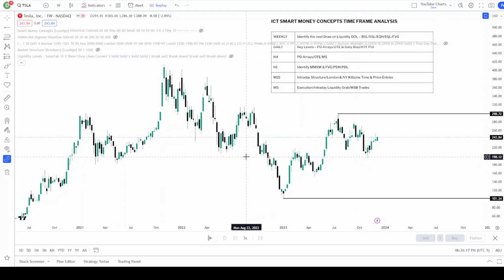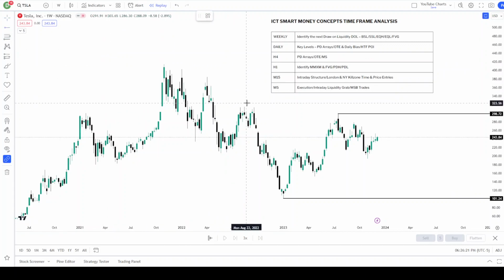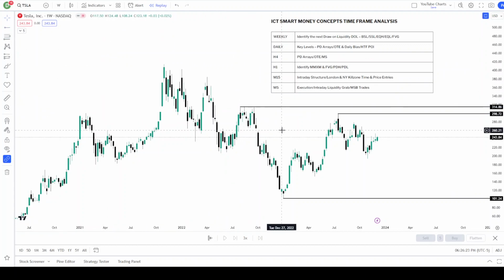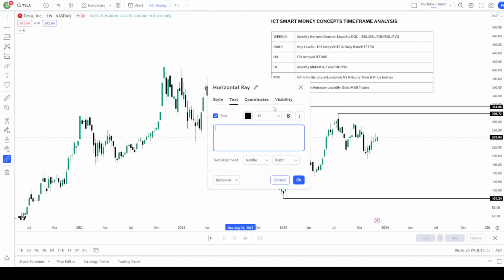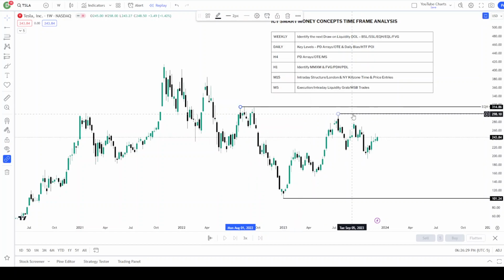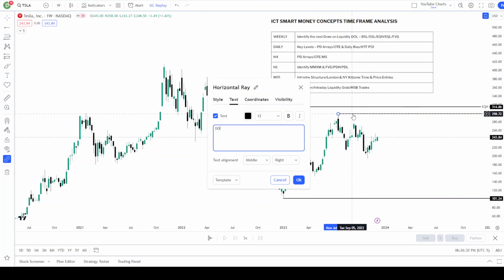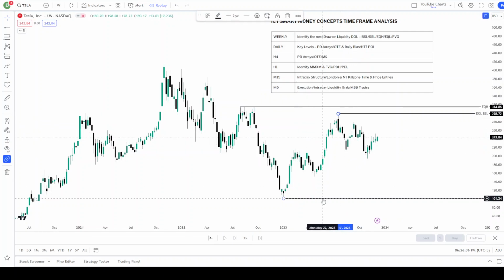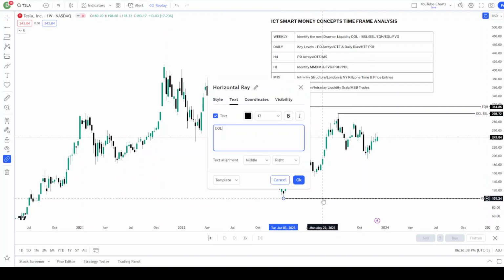We'll end up marking it off as a liquidity target. But I do want to mark these right here, and we're going to mark them with equal high, EQH. Right here is going to be draw on liquidity, buy side liquidity. And this one would be draw on liquidity, sell side liquidity.